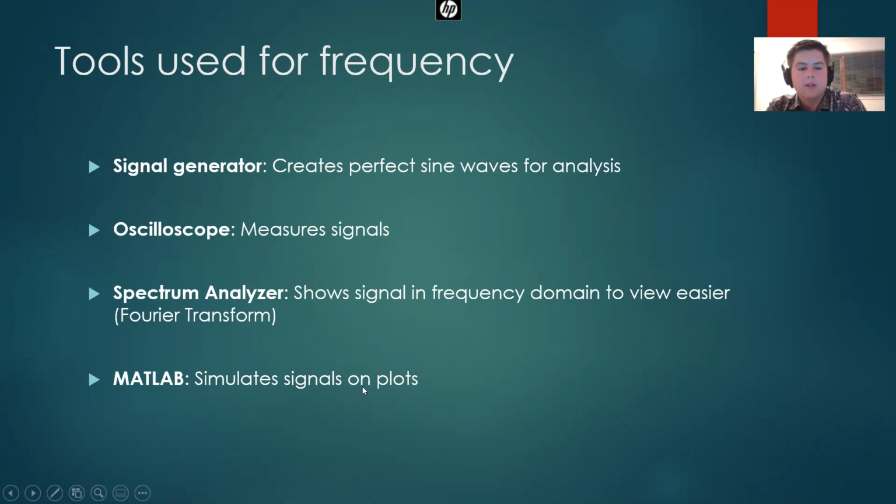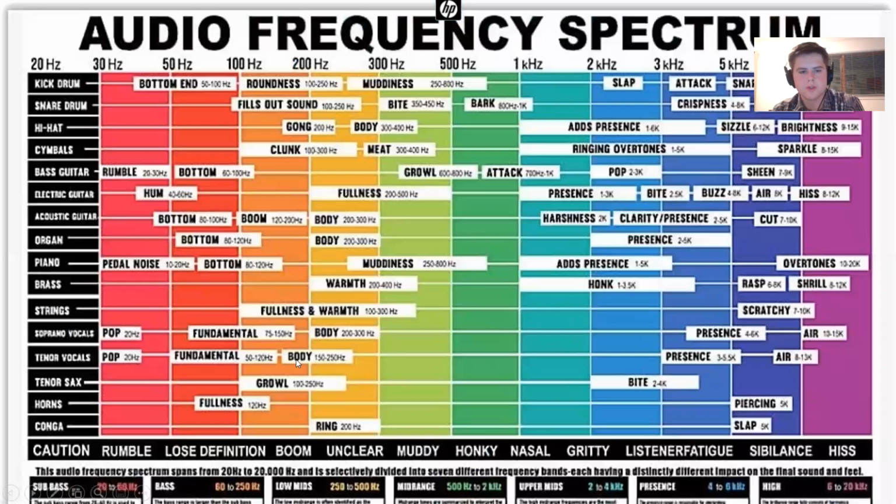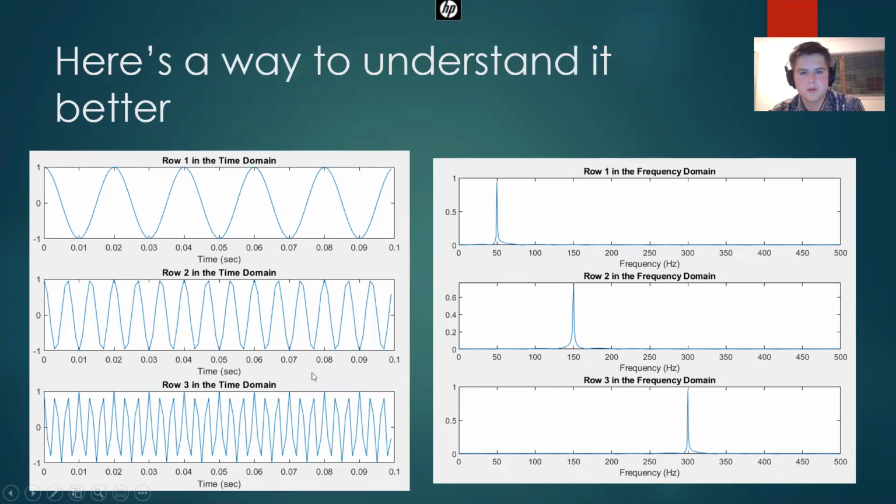MATLAB simulates signals. So if you don't have an oscilloscope at home and you want to see what is happening with a specific sine wave if you perform an operation on it, by operation I mean some sort of equation or signal manipulation, MATLAB is very helpful, because as you can see, I actually generated these in MATLAB. So very useful for graphing stuff.